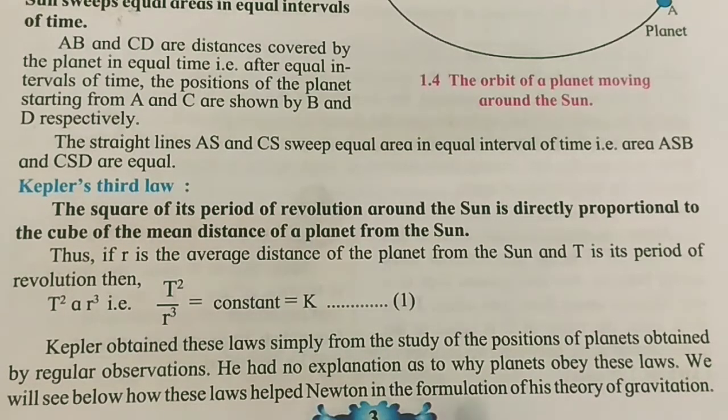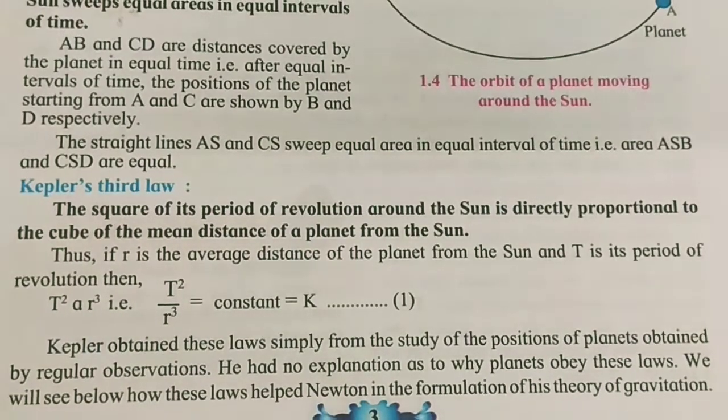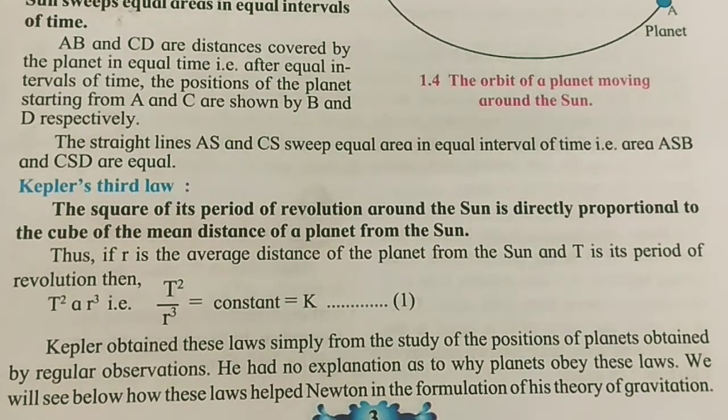Now these are only theoretical laws, but there is no explanation about why this is happening. So there is the formulation of the theory of gravitation done by Newton, as we learn in the first part. In Newton's introduction he gives the practical solution for Kepler's laws. Okay, these are the three laws.